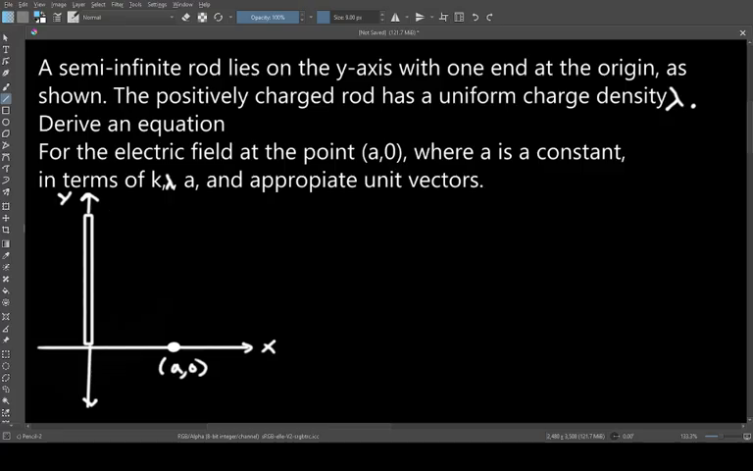So what we need to start with is we need to draw a dq. So let's just say dq is a slice right here, a slice of that rod. And we'll label that dq.